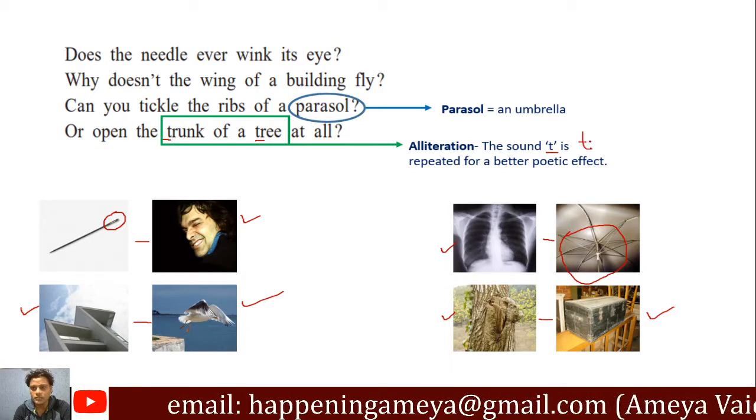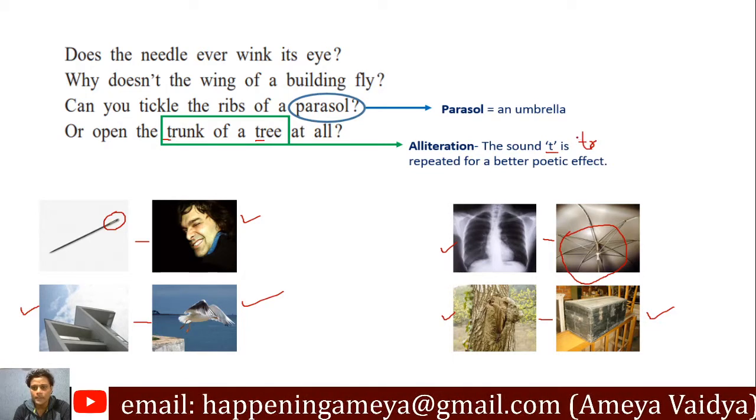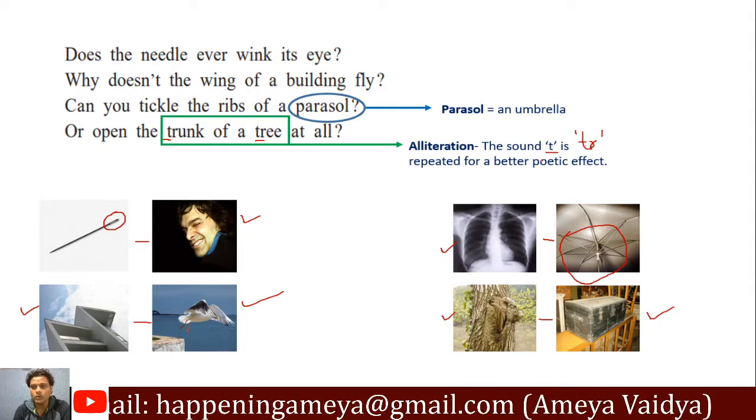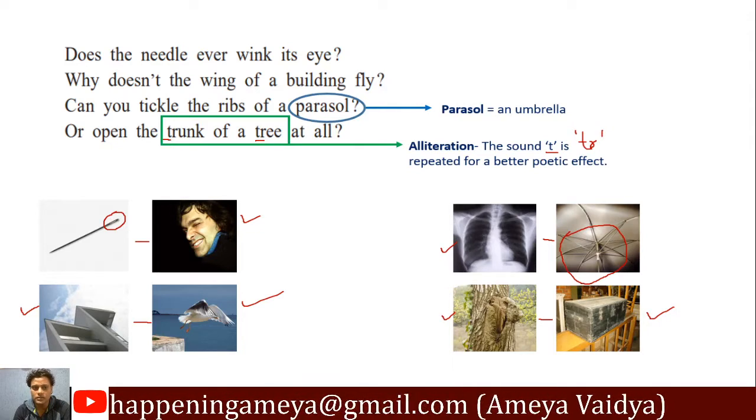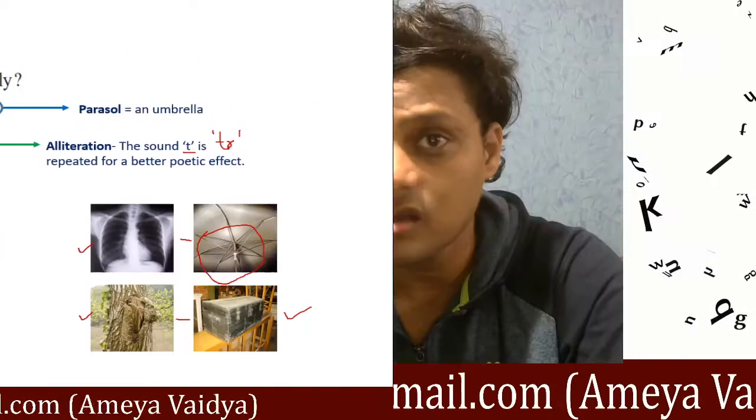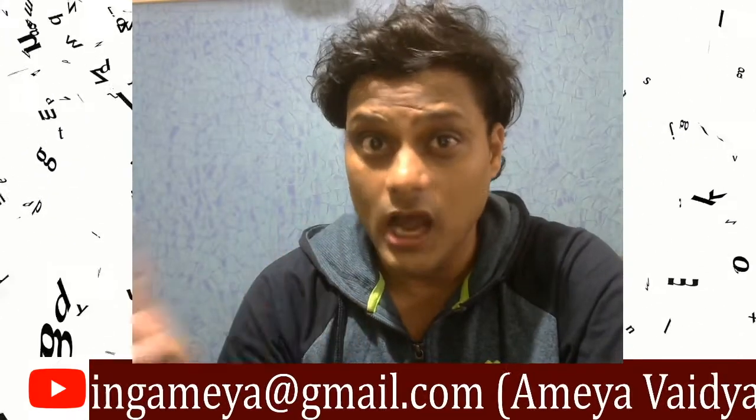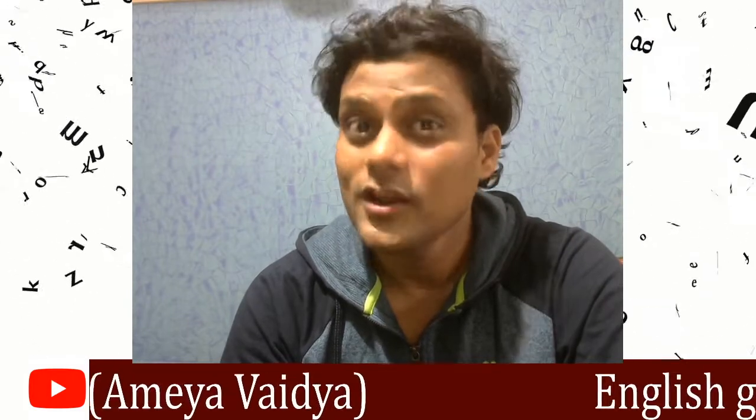Guys, instead of just saying that the sound T is repeated, you can go ahead and say that the sound TR is getting repeated. Trunk, TR, and tree, TR. So instead of just saying the sound T, say that the sound TR is getting repeated for a better poetic effect. Good observation, is it not? I'm sure you enjoyed that, guys.